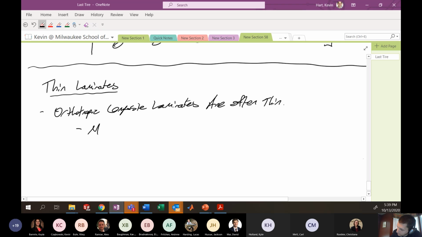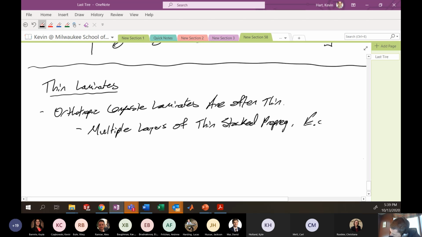And that's because it's multiple layers of thin stacked prepreg, for example. So ergo, for example.